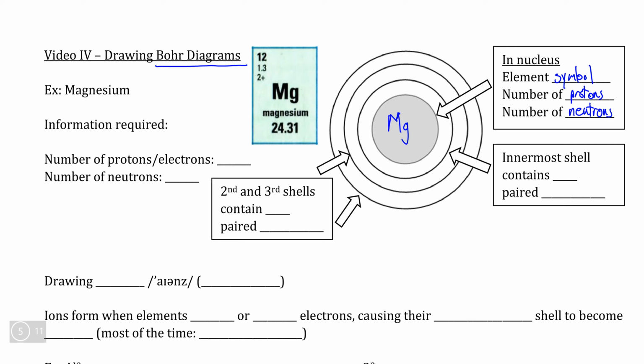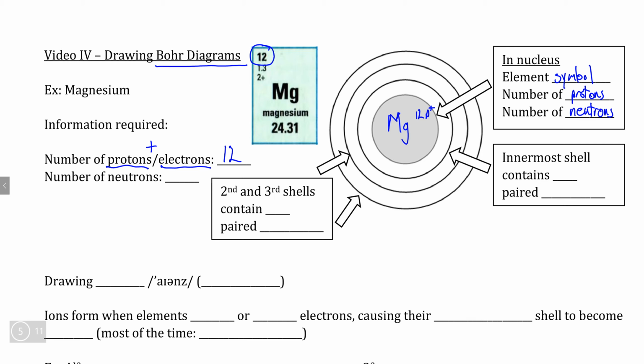So let's go ahead and find out how many protons and how many neutrons magnesium has. We know that the atomic number, that being 12 for magnesium, is equal to the number of protons and also equal to the number of electrons as long as magnesium does not have any charge. So if we know that there are 12 protons, we can write the number 12, and we can write the letter P with a plus sign above to indicate that protons are positively charged.